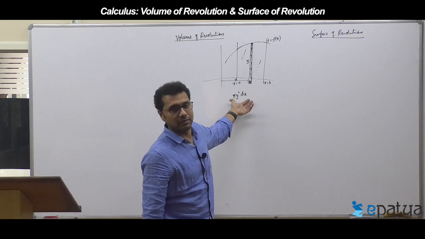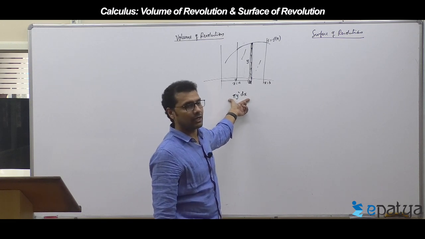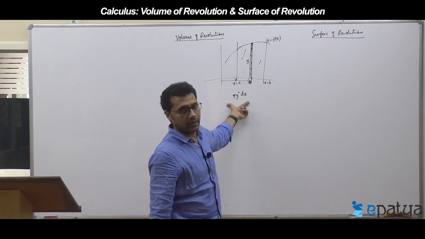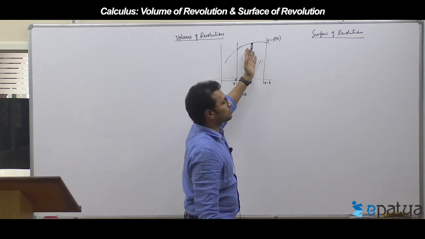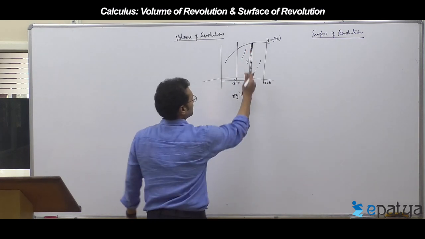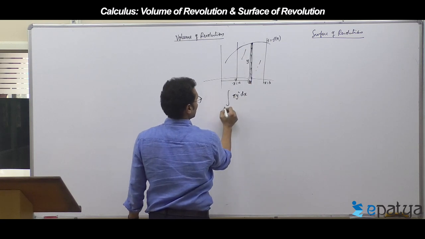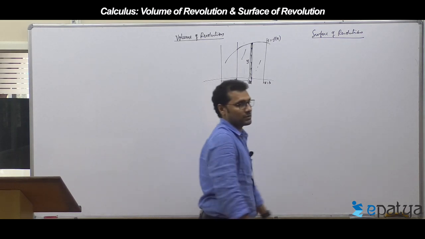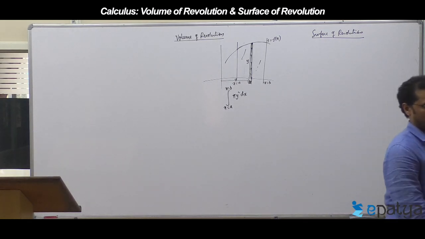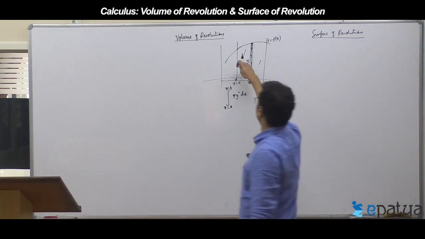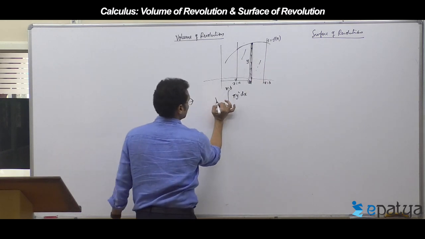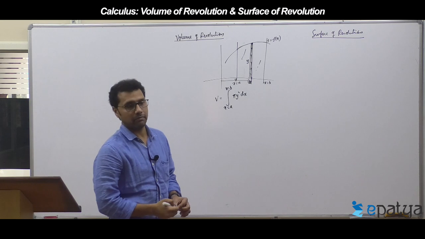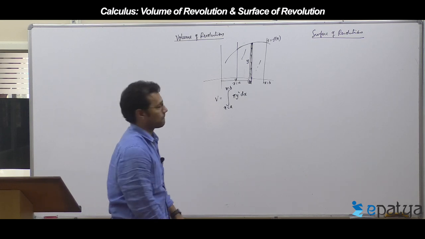It's a kind of a cylinder, basically, of radius y and height equal to dx. So pi r square h, so pi y square dx. How many such circular disks are there? An infinite number of such disks running from x equal to a to x equal to b, which is an infinite summation, which is an integral, which gives us this entire volume of revolution. This is what the volume of revolution is: integral from a to b, pi y square dx.